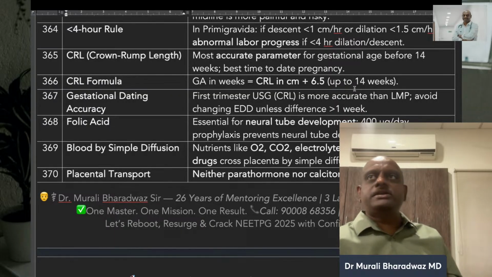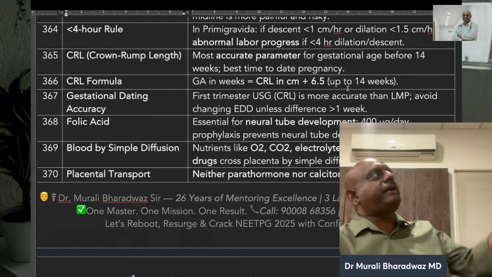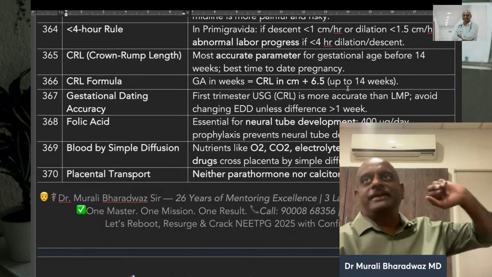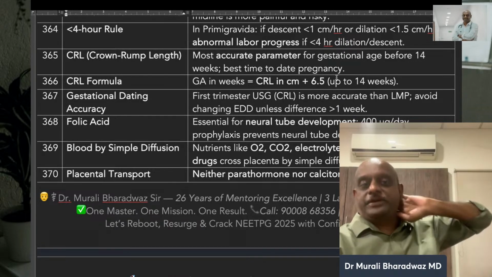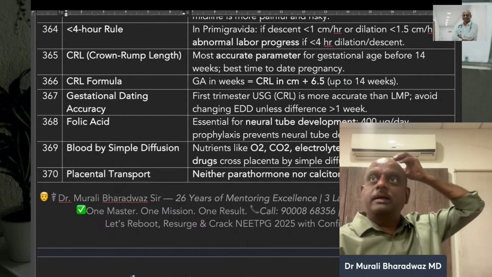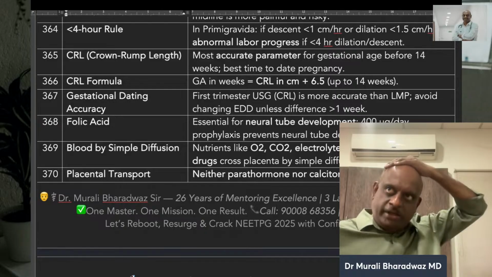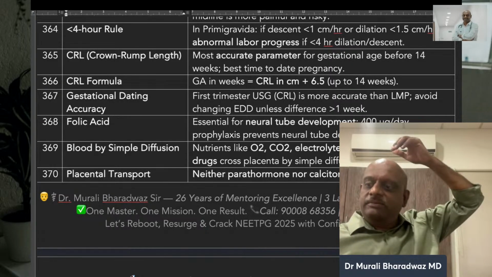Suppose the crown rump length is 5, plus 6.5, 11.5 weeks is the gestational age. That's how you use the crown rump length, which is the most accurate measure. Okay. Now, crown rump is like around this, for the sacral prominence.